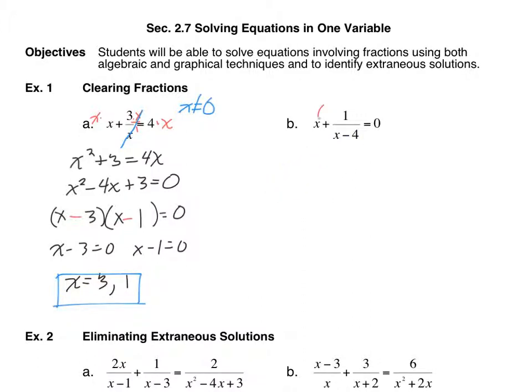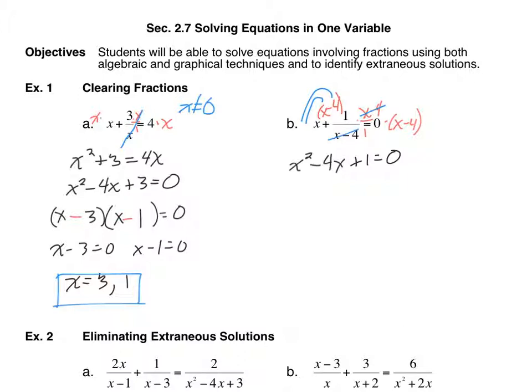So this x gets multiplied by x minus 4. This one gets multiplied by x minus 4 over 1. And even the 0 gets multiplied by x minus 4. So these x minus 4's cancel, and then I'm going to distribute the x here into the x minus 4. So I get x squared minus 4x. And then when these two cancel, what am I left with? 1. So I get a plus 1 equals 0.